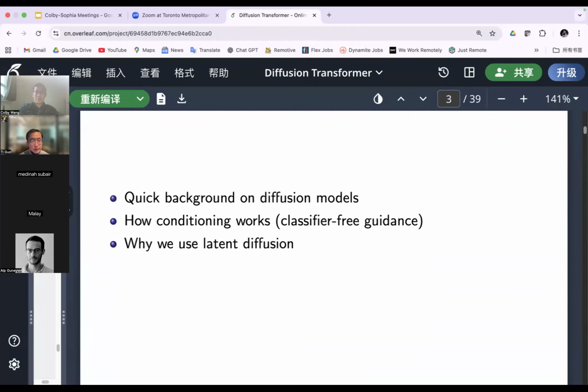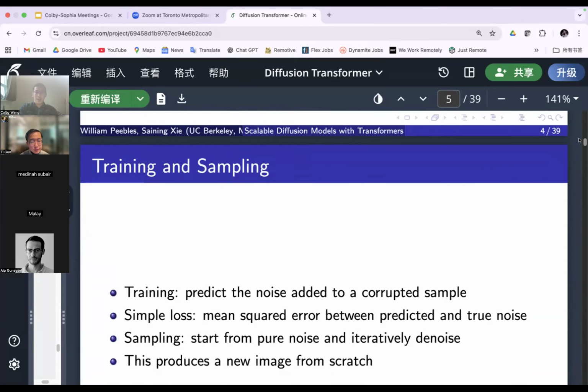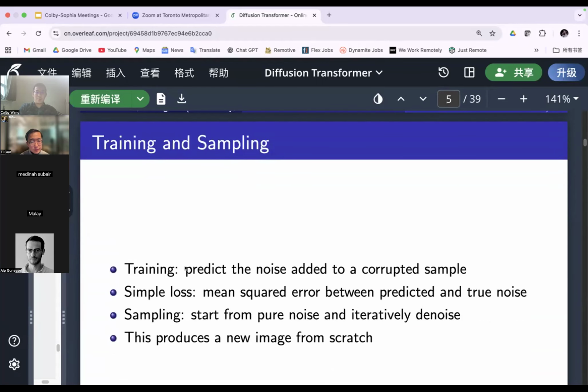So let's give some brief preliminaries on diffusion. In training, we typically try to predict the noise that is added to a corrupted image. The loss function is very simple because during training we know how much noise is added, so we simply use the mean squared error between predicted and true noise. For sampling, we start from pure Gaussian noise and iteratively denoise until we arrive at a clean image. This produces a new image from scratch.